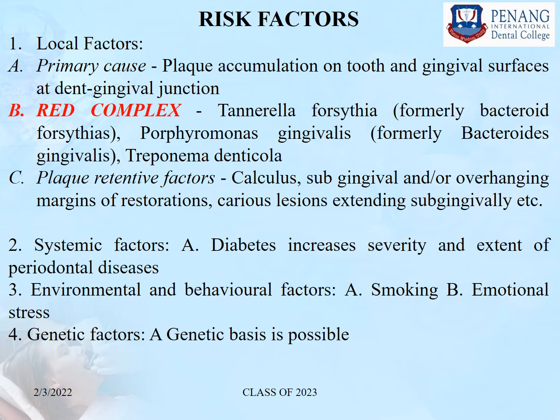So we remember it as PT square, that is Porphyromonas gingivalis, Tannerella forsythia, and Treponema denticola. So these three microorganisms, if found in the oral cavity, then definitely that patient is going to be a risky patient for periodontitis.